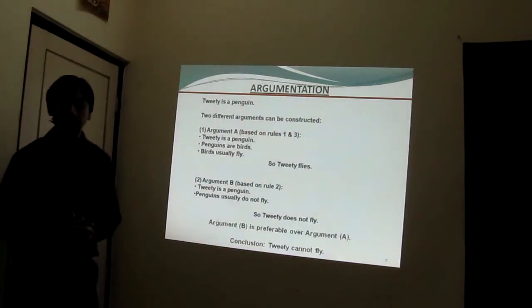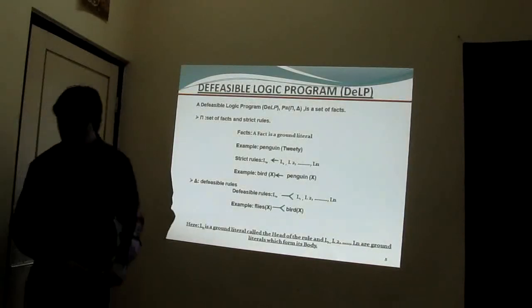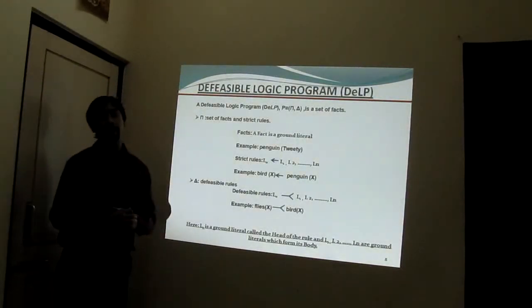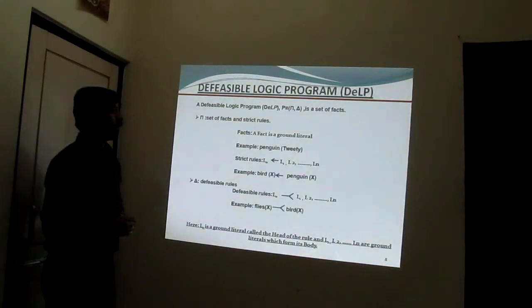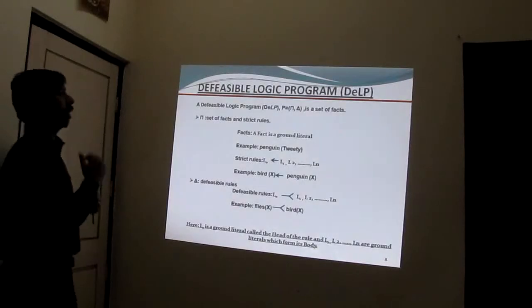So our conclusion is Tweety cannot fly. So now we'll see what is defeasible logic programming. In defeasible logic programming, P is a set of two tuples, pi and delta.